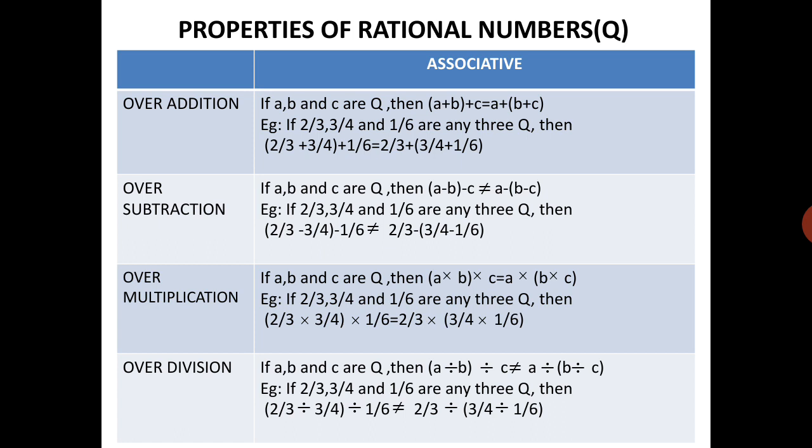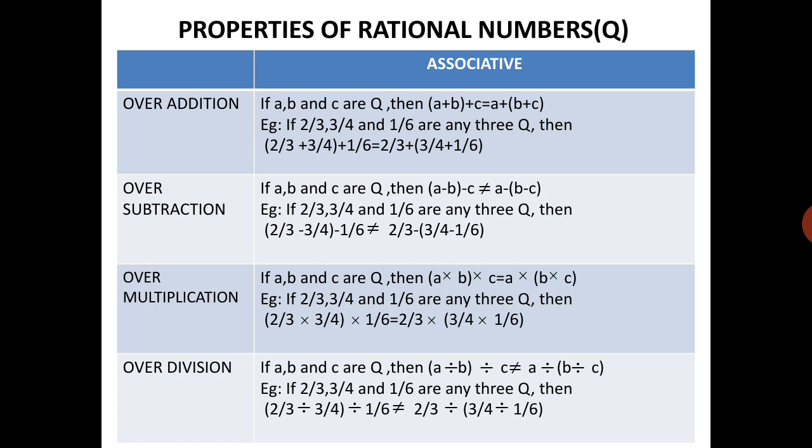Now we come to multiplication. If a, b and c are rational numbers, then a multiplied by b multiplied by c is equal to a multiplied by b multiplied by c. So children, the order gets changed, but the multiplication, that is the product, always remains the same. You can try it on your own. The numbers are flashed here. You can multiply and check.